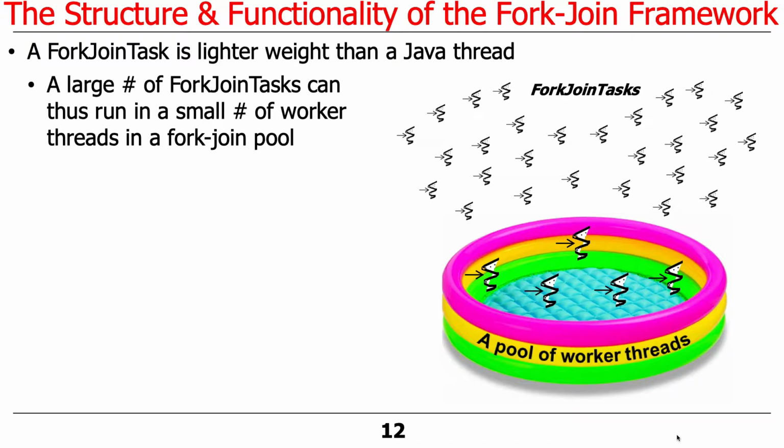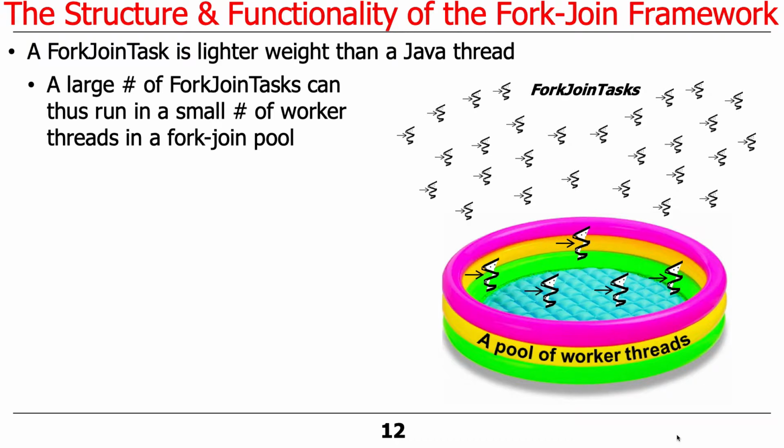I'm sorry, you have a much larger number of fork join tasks that can run in a much smaller pool of worker threads. So you can have a pool of worker threads that has as many threads as there are cores, or roughly the same number of threads as there are cores on the computer. And then you can have lots and lots of these lightweight fork join tasks that are running on top. And the key theme here is multiplex, right? So we're going to have lots of these things running on a smaller number of worker threads.